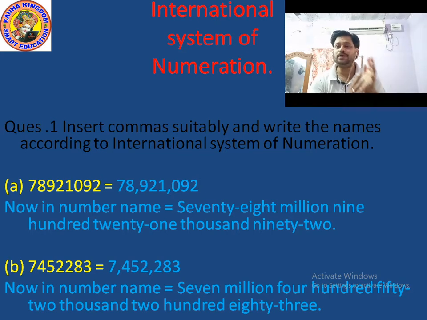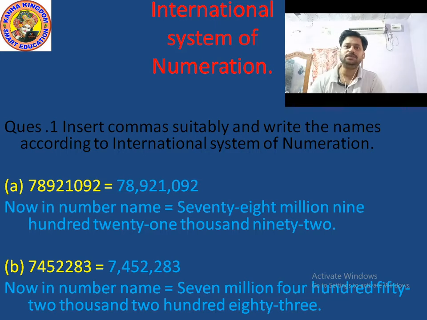And after inserting the comma, you can read this number very easily. How? See here, 78 in millions period, so 78 millions. 921 in thousand period means 921,000, and 092 in ones period means only 92. So the correct answer of this part is 78 million 921 thousand 92. Clear? Now move to B part.